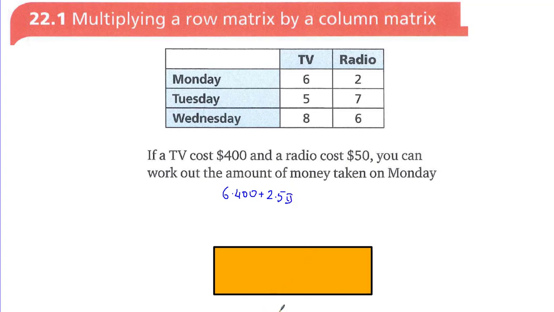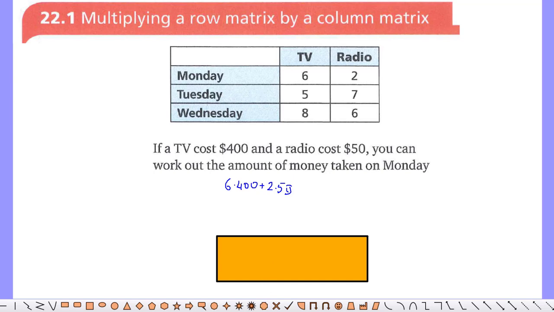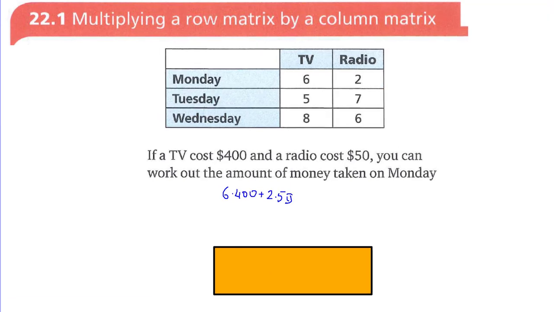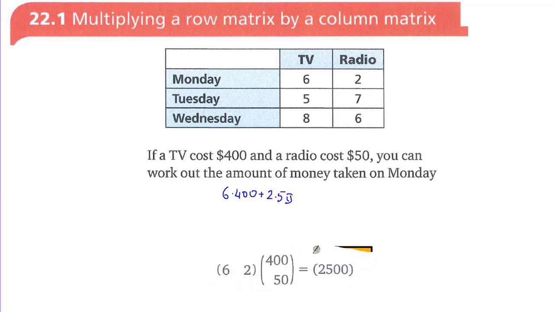And what is the relation between the matrices, if you ask? We can write these two as a row matrix and a column matrix. As you see here, the 6 and 2 are the numbers from Monday: the TV number and the number of radios sold. And these are the prices, 400 for the TV and 50 for the radio, and the calculation makes 2,500.